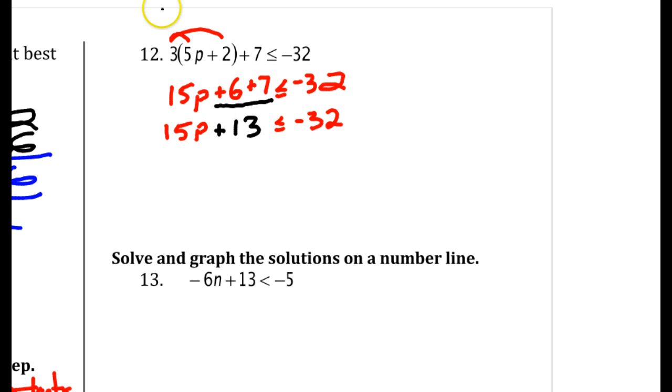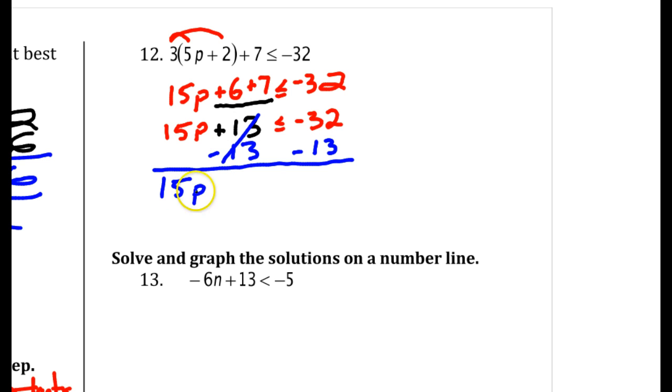And now let's go ahead and move the constant to the left side. We got minus 13, minus 13. Okay, got 0. 15p is less than or equal to negative 32 minus 13. That'll be negative 45. And divide both sides by 15. Negative 45 divided by 15 after you reduce it is negative 3.